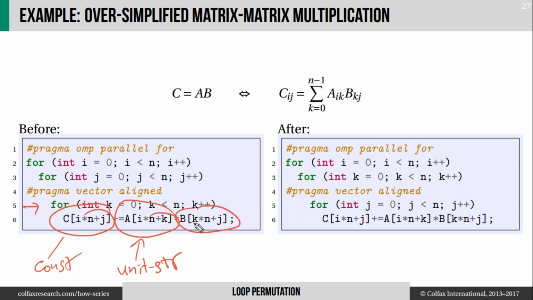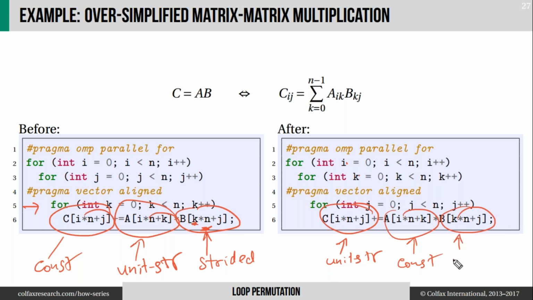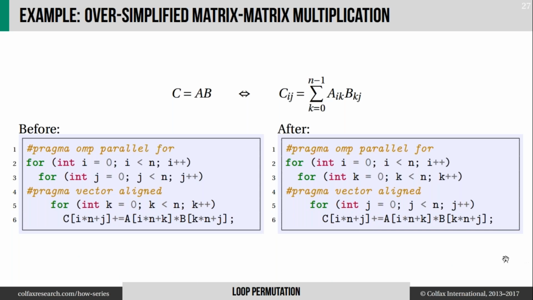But here, k is multiplied by n. So when I increment k by 1, I jump in memory by many locations, and I have poor data reuse inside the cache line. So this is strided. In contrast, the ikj order gives you unit stride. This gives you a constant, and this is unit stride. So this is how you can spot by eye opportunities for loop permutation. If you can permute loops, or sometimes if you can transpose data structures, you could get better performance.